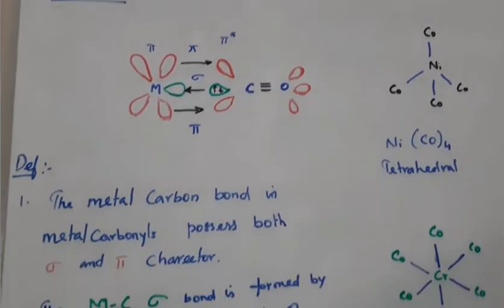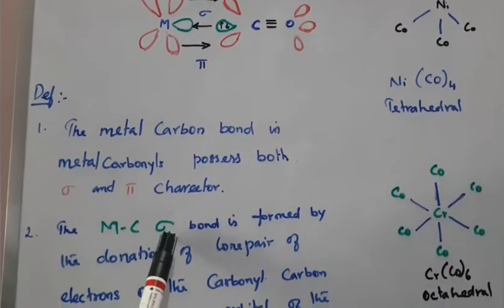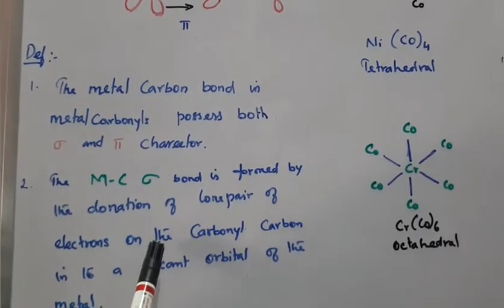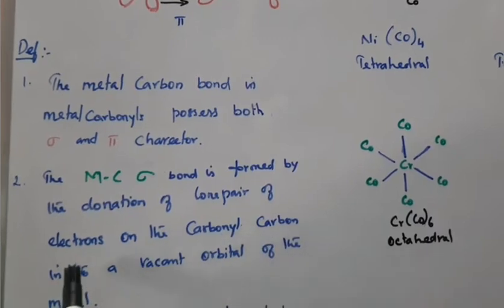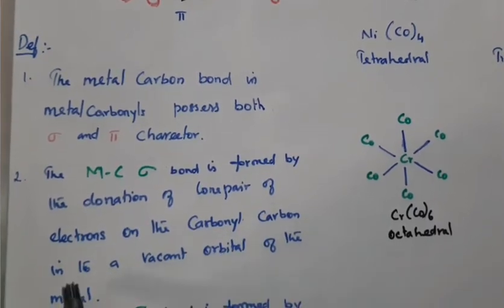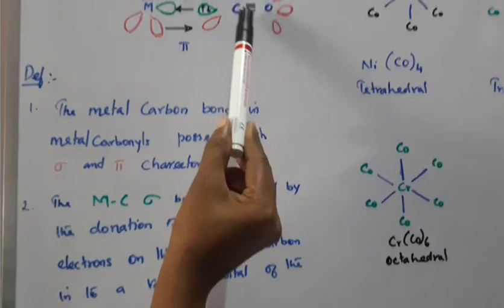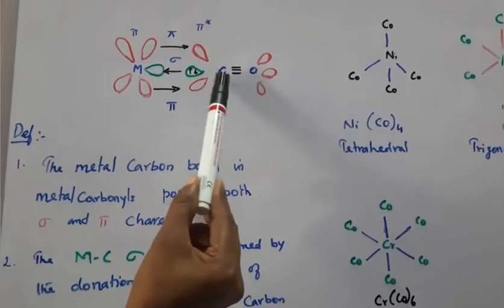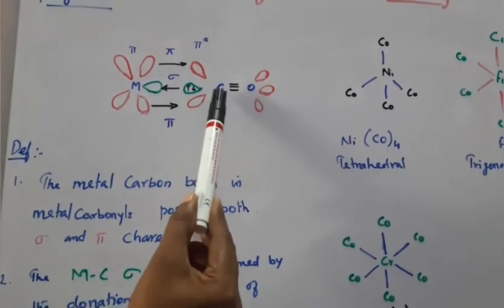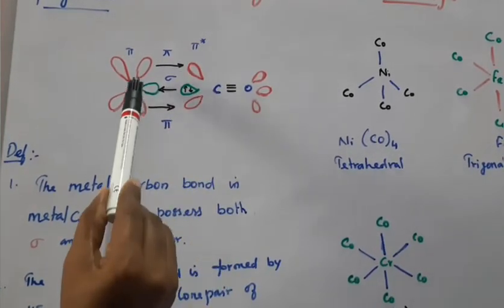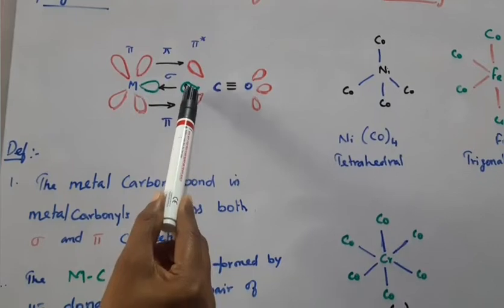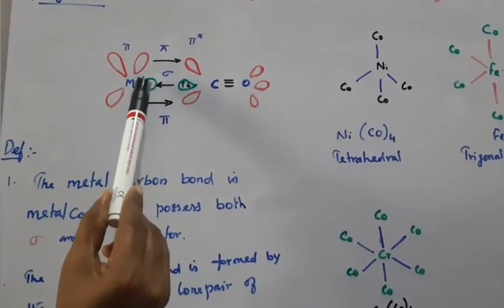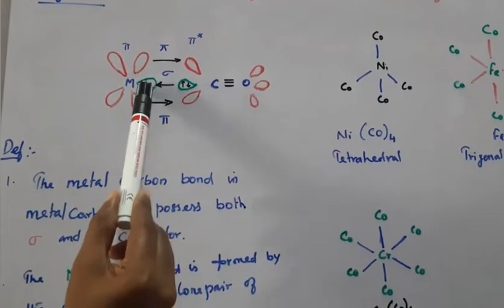Here the metal-carbon sigma bond is formed by the donation of a lone pair of electrons from the carbonyl carbon into a vacant orbital of the metal. Here the carbon monoxide, the carbon, contains a lone pair of electrons, and it readily donates the pair of electrons to the central metal atom, to the empty d orbitals, to form the sigma bond.